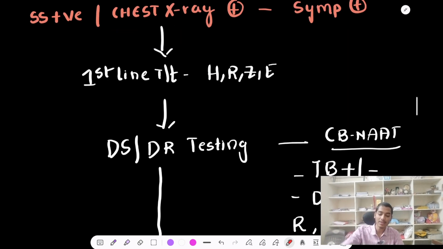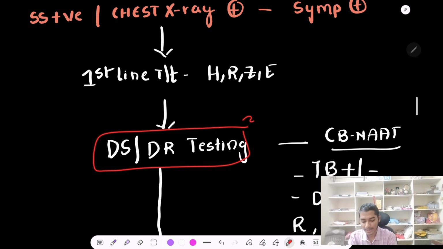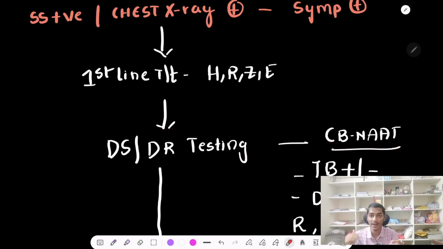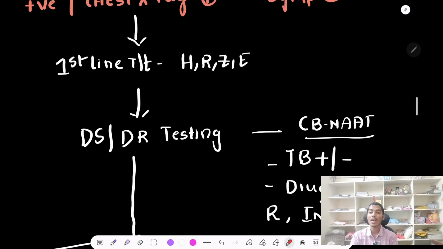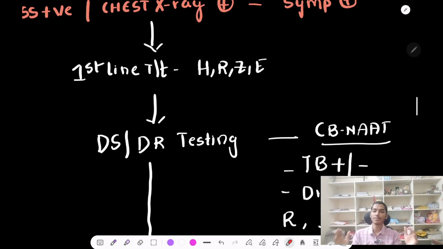Then you will order the drug susceptibility or drug resistance testing using the CBNAAT or line probe assay or TrueNat that we have discussed, the molecular methods. So this detects whether TB is there or not, and also the drug susceptibility for rifampicin and isoniazid. Now we have two outcomes here: either it may be susceptible or resistant.